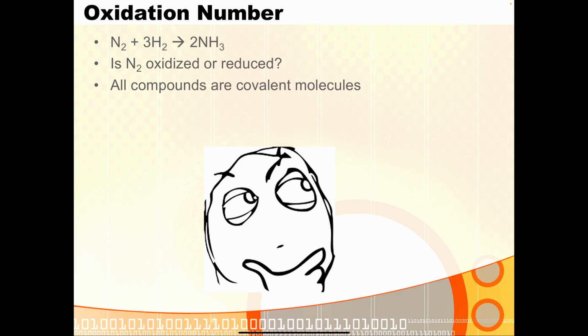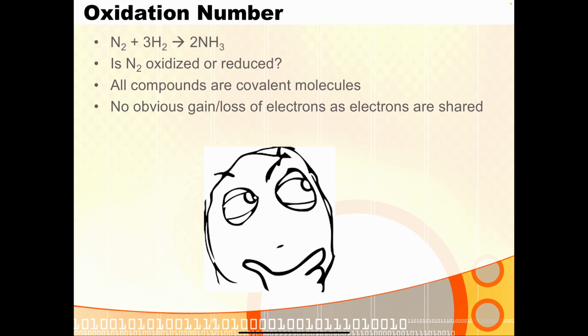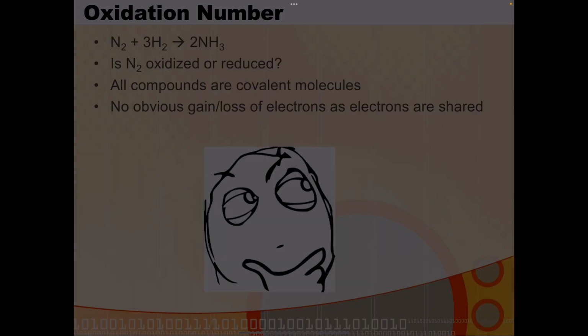So here, what we see is all compounds over here are covalent molecules. Is nitrogen oxidized or reduced? For such questions we will do another process to know whether it is oxidized or reduced. We can't see any obvious gain or loss of electrons like in an ionic compound, as electrons over here are shared because it's all covalent compounds.